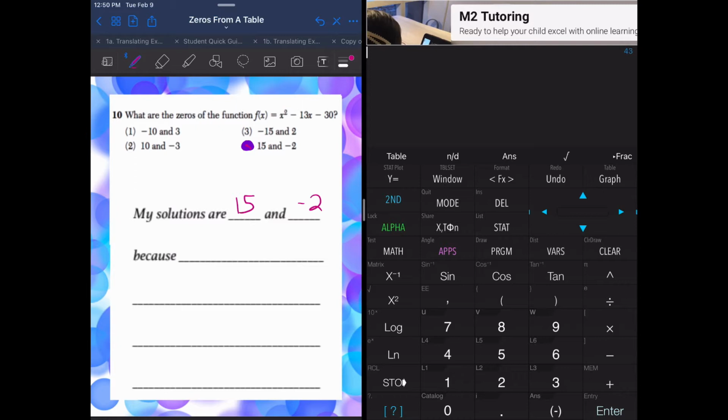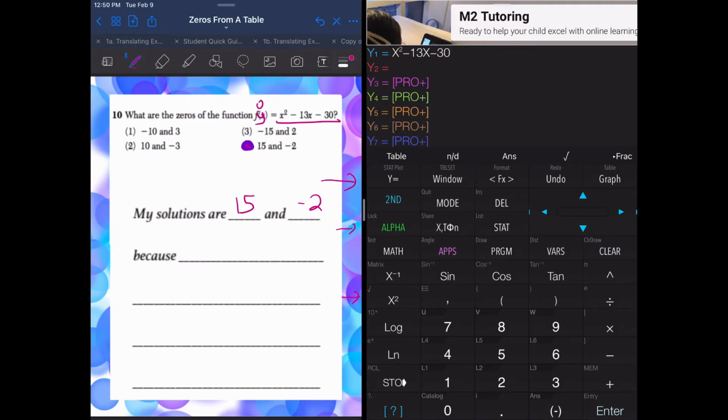So open up that graphing calculator app, and we're going to hit the y equals button. I'm going to type in this trinomial. F of x equals is the same thing as y equals. It would also work if I had a 0 here. They all mean the same thing. So I'm going to find my x button. It's right next to the green alpha button. So x, and then my squared button is right here. Minus 13x minus 30.